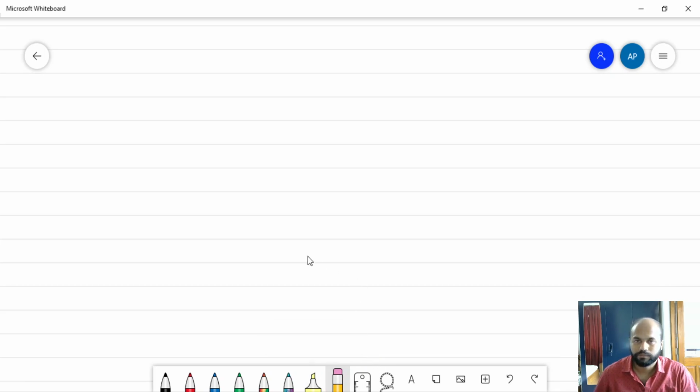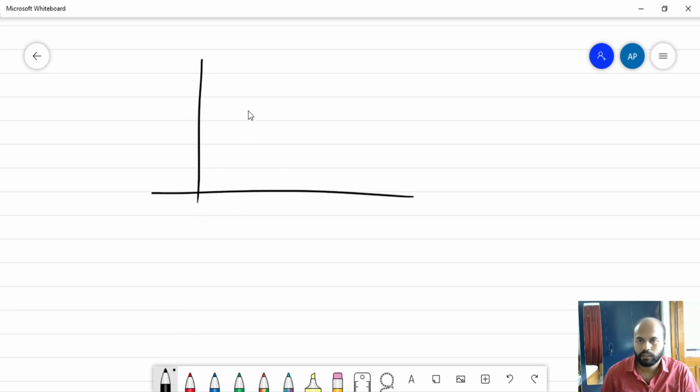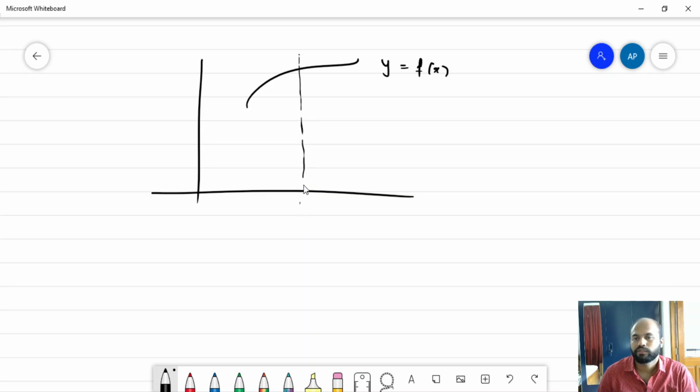Let's take a random function. Let's say that the function that we are considering now is some random y is equal to f of x. And at this point, we are trying to find the value of this function. So this is the point x equals to a. And the value of this function at that point is y is equal to f of a. That is a value. But then, for some reason, let's say that we are not able to find the value of this function at that point.